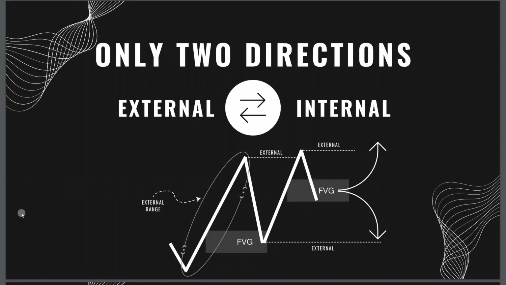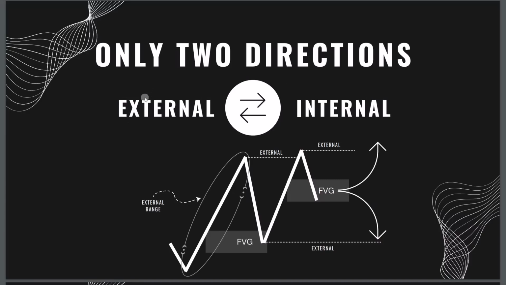Now, after we understand what is internal and what is external, price only moves in two directions. And this is what I do every time when I teach someone. I teach them how the SMC or the ICT or the market in general moves. And this is the same as continuation and reversal. It's the same as a breakout structure and a liquidity sweep. And it all revolves around external and internal. So price only moves in two directions, and they are external to internal or internal to external.